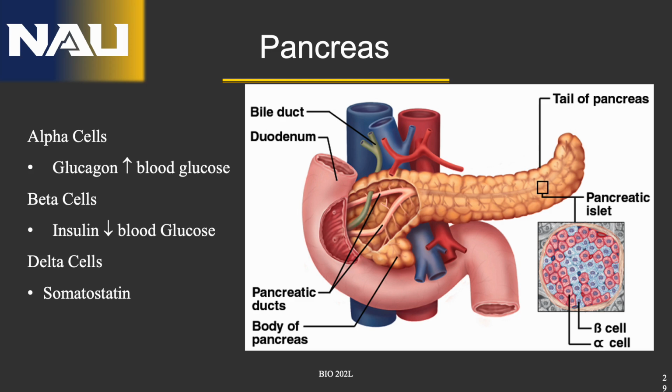characterized by high blood glucose levels. Type 1 diabetes results from the autoimmune destruction of beta cells, leading to insulin deficiency. Type 2 diabetes involves insulin resistance and relative insulin deficiency.